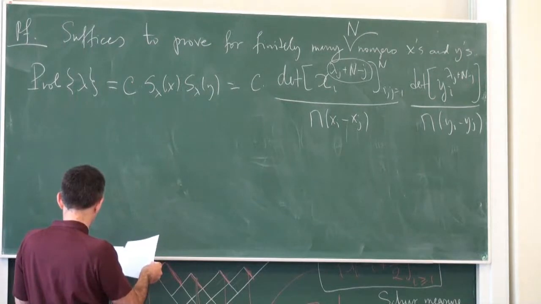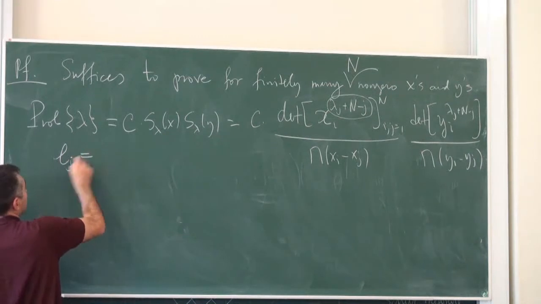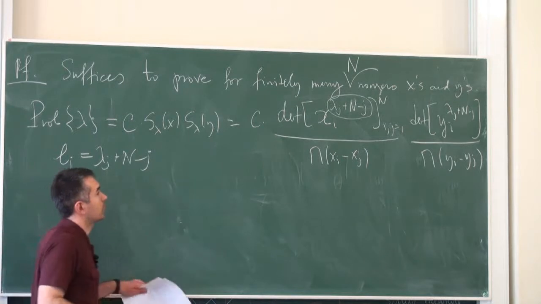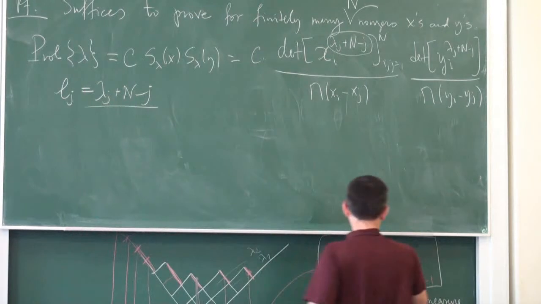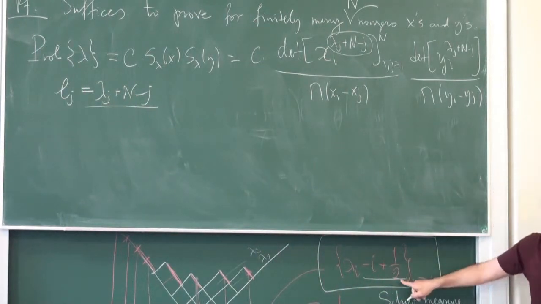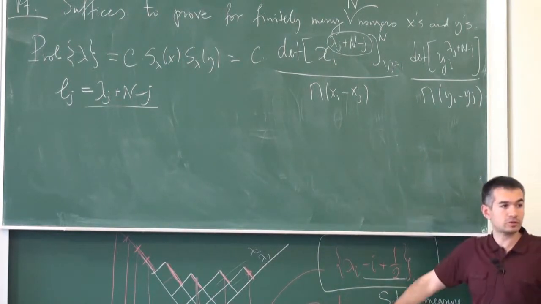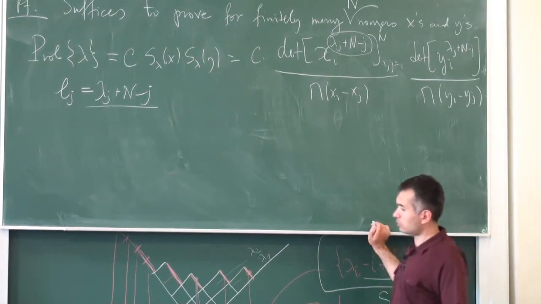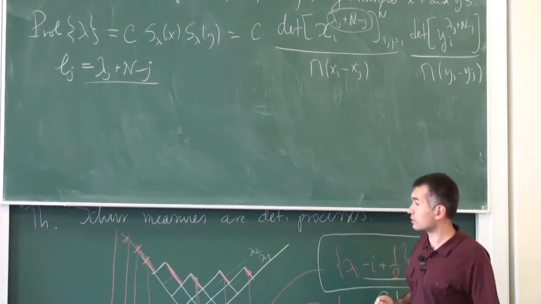I'll just use the coordinates L_j that are equal to lambda_j plus n minus j. This is a different shift. If you compare the two, you see there is a difference of n minus half, just a deterministic shift on the lattice. So if I compute the correlation functions in one set of variables, then the correlation functions in the other set of variables will follow.